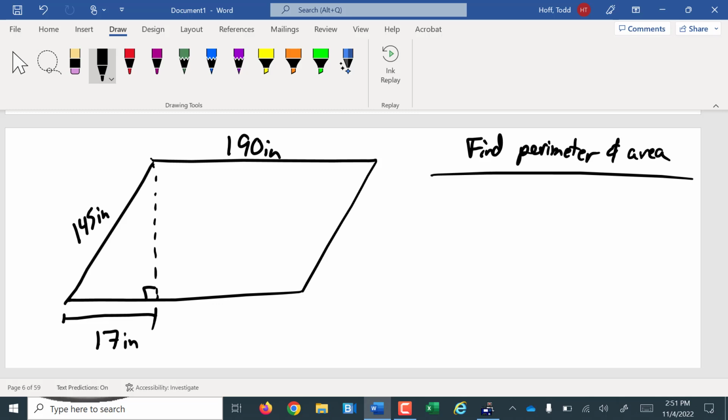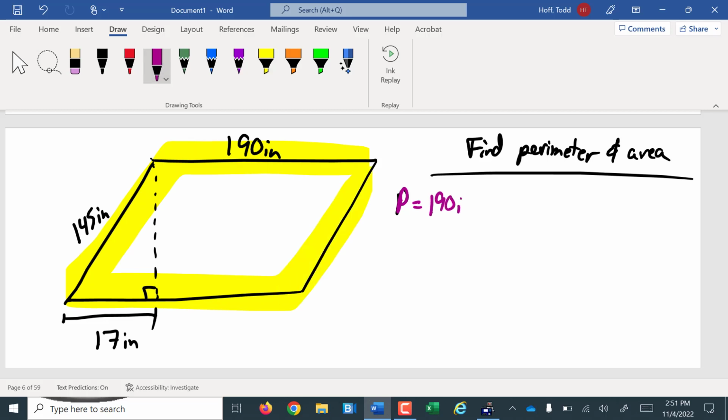So on a figure like this, that's a parallelogram. Assume both pairs of opposite sides are parallel. To find the perimeter, it's pretty easy. What do I do to find perimeter here? Add them all up. Perfect. 190 inches plus what? Plus 190. Good.